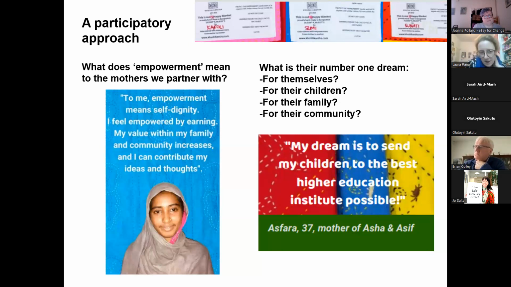But we've tried to use a participatory approach. So I really wanted to start with, you know, we talk about empowerment. Again, I think empowerment's kind of a dirty, controversial word.